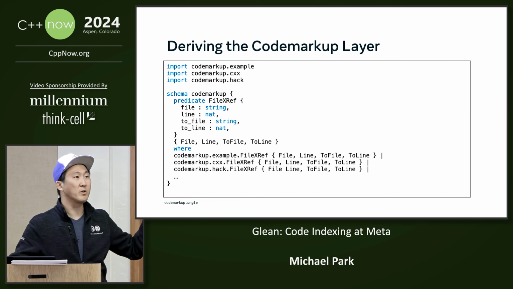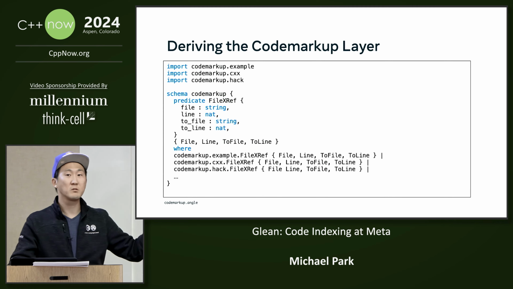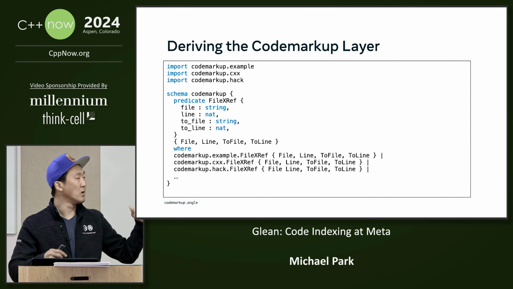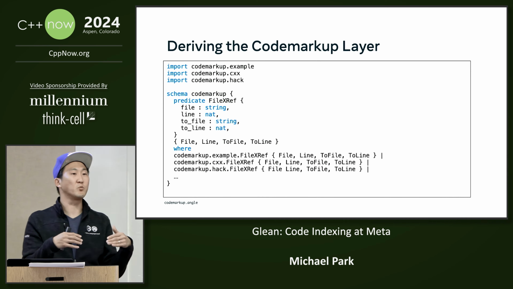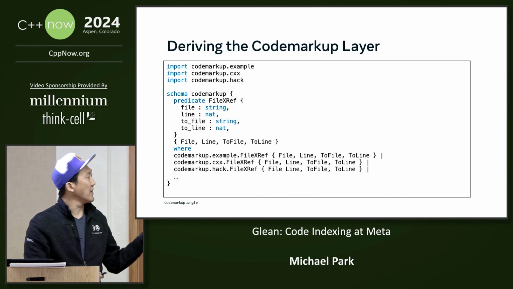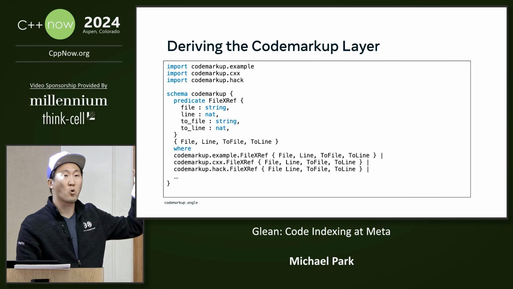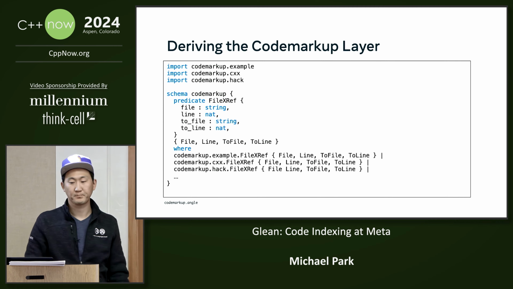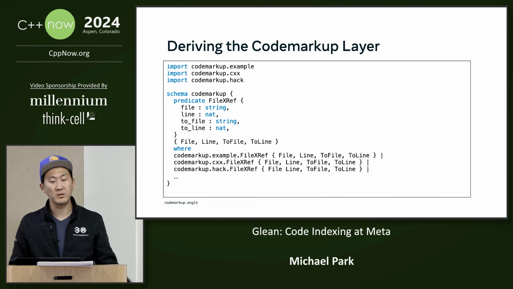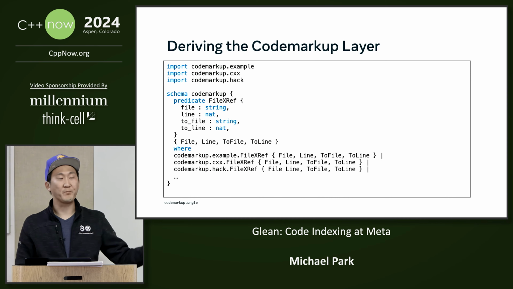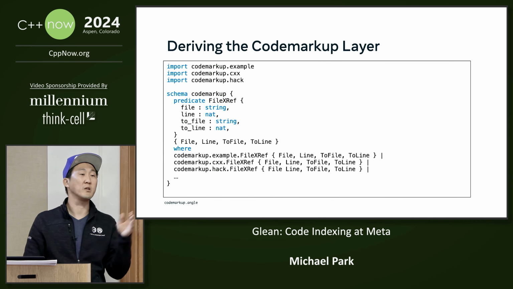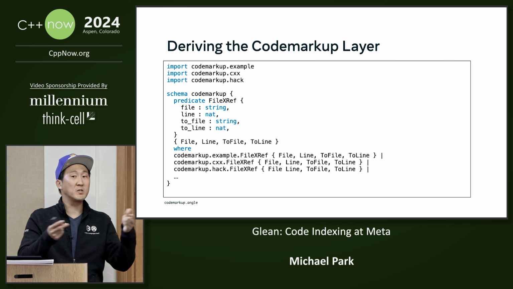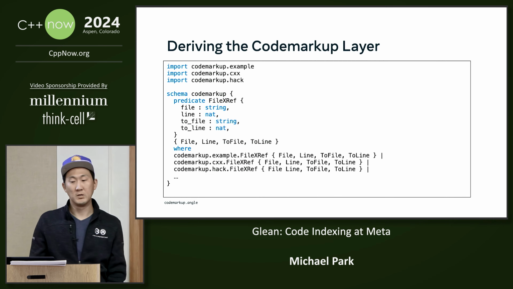And practically what we end up doing is pulling the logic out into a code markup.language schema. Basically all of the code markup.language schema's predicates will be derived, and then the code markup schema is just going to OR across all of those. So you can imagine calling code markup file xrefs with a C++ file, or Hack file, or example file, or any other language, and it'll just give you the file xrefs. It doesn't really care.